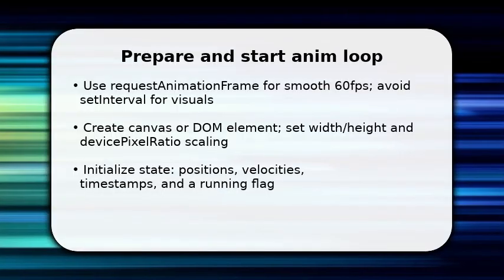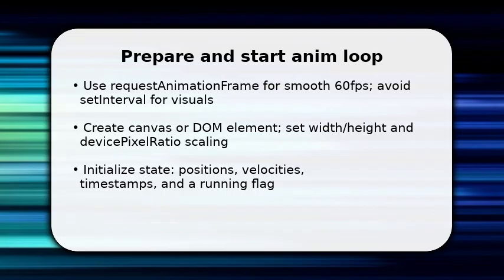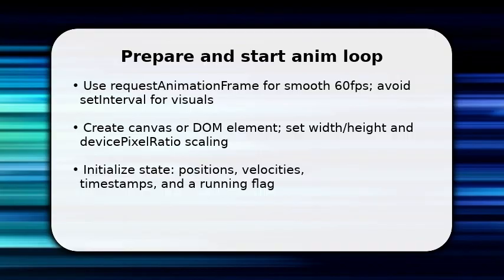You will begin by creating the render surface and your minimal state. Create a canvas or DOM element, size it to CSS and device pixel ratio, and attach it. Once done, set up an object for positions, velocities, and an initial timestamp. This is your single source of truth.